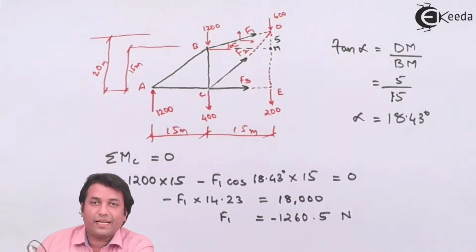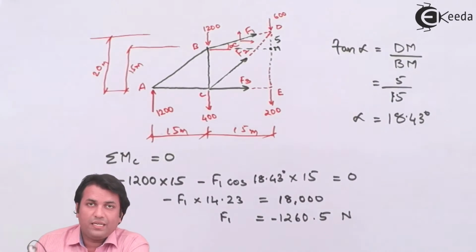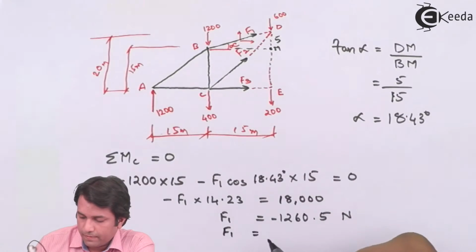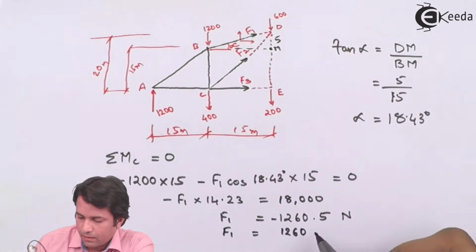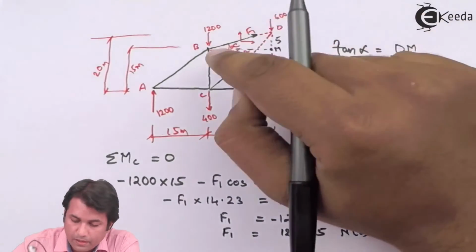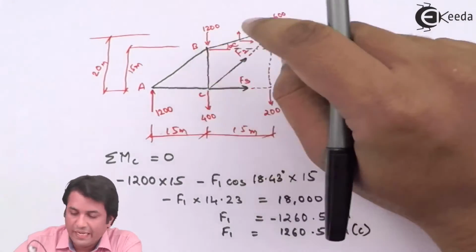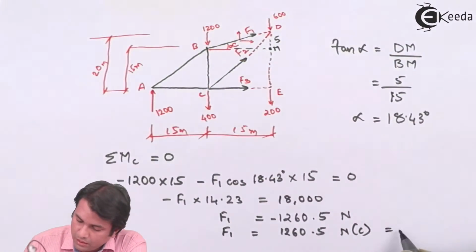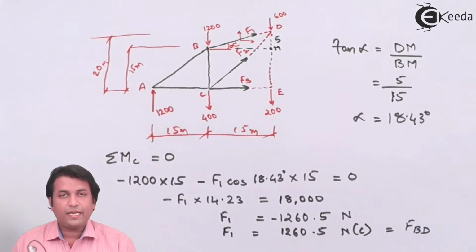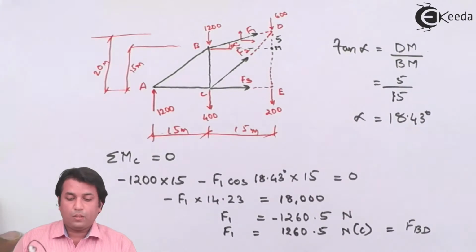I'm getting this as negative. That means it is a compressive force. So F1 is a compressive force, and F1 is nothing but the force in the member BD. So I'll just write over here equal to F BD. Now, the next step that I can do is I can take moment about A.